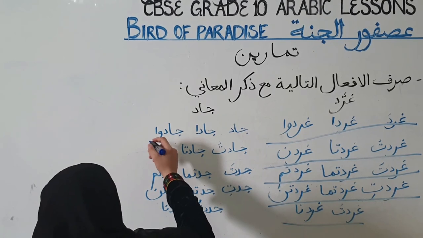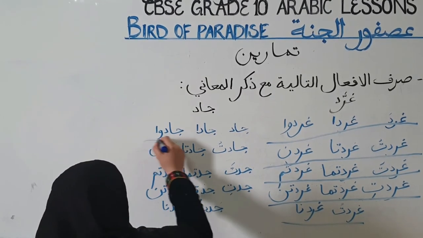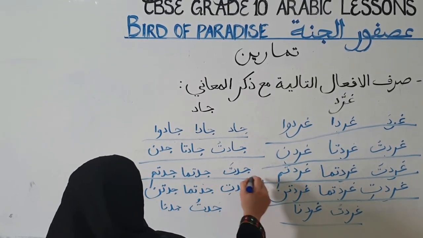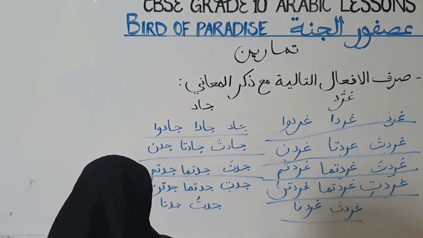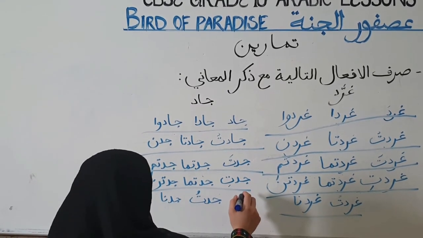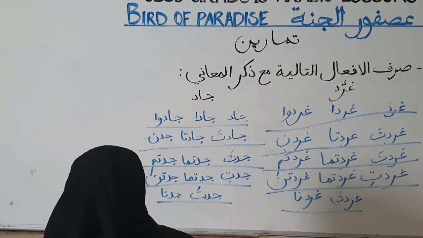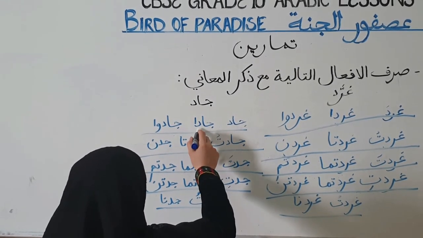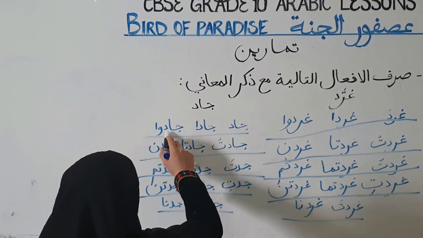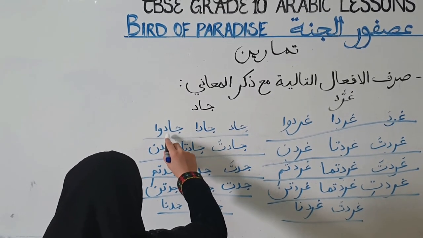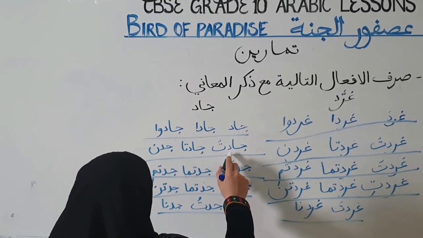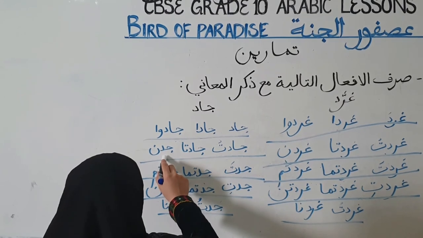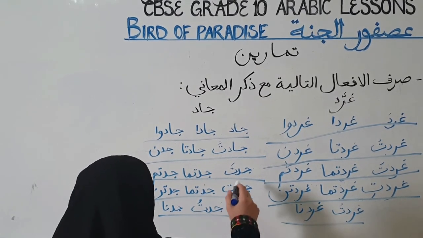So the first line is for third person male, the second line for third person female, the third for second person male, the fourth for second person female, and the fifth for first person. Jada, one male became serious. Jada, two males became serious. Jadu, many males became serious. Jadat, one female became serious. Jadata, two females became serious. Judna, many females became serious.